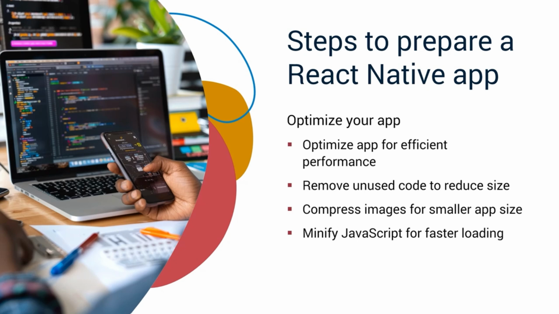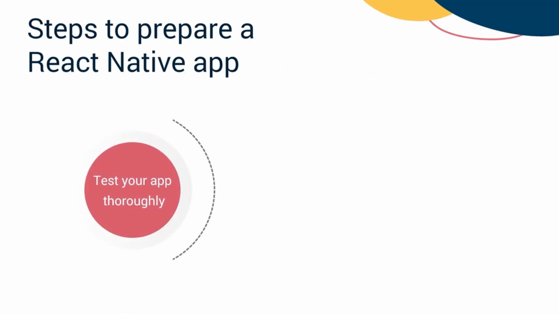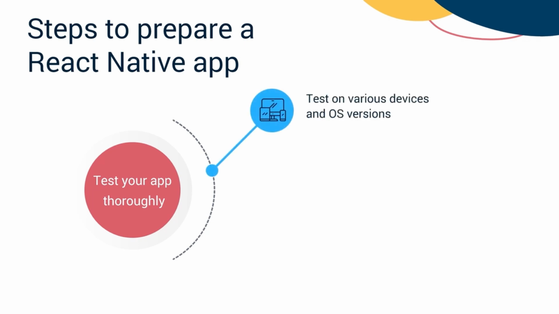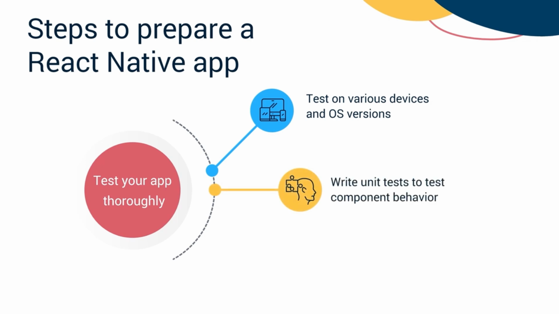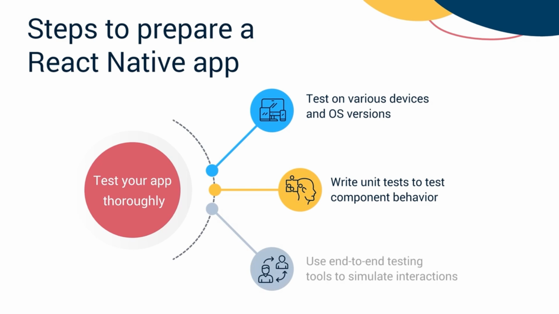Next, test your app thoroughly. Make sure you test your app on various devices with different screen sizes and operating systems or OS versions, whether iOS or Android. Write unit tests for your components to ensure they behave as expected. For end-to-end testing, use tools like Detox or Appium to simulate user interactions with your app.